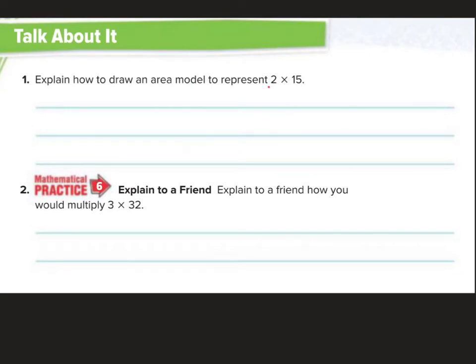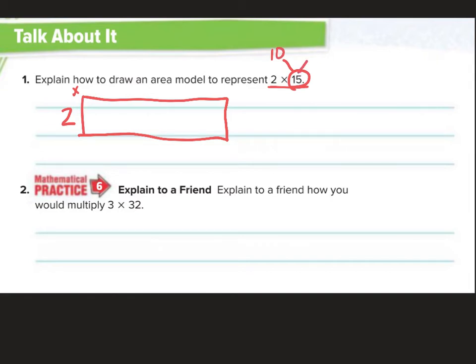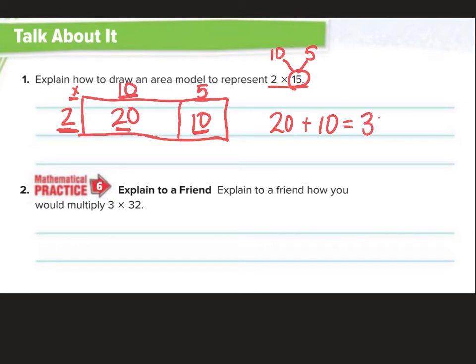If I was going to represent 2 times 15, I draw my box and put my smallest number on the side. I'm going to break 15 apart into 10 and 5. So I'm going to put 10 here and 5 here. Okay, so 2 groups of 10 is 20. 2 groups of 5 is 5, 10. If I take 20 plus 10, I'm just adding the numbers inside my area model, and I get an answer of 30. 2 groups of 15 are worth 30.